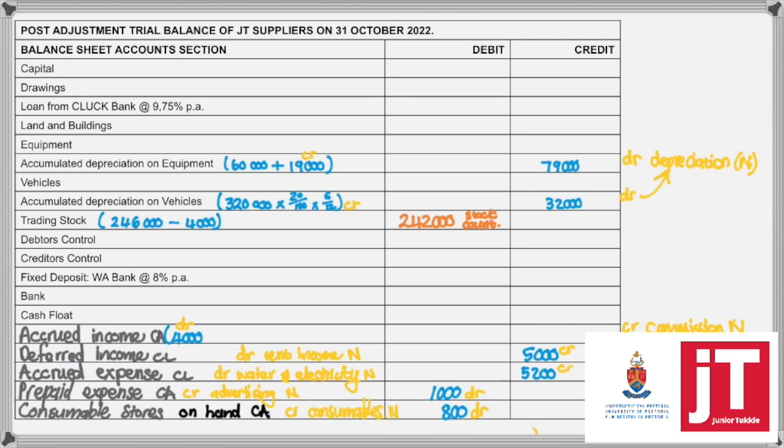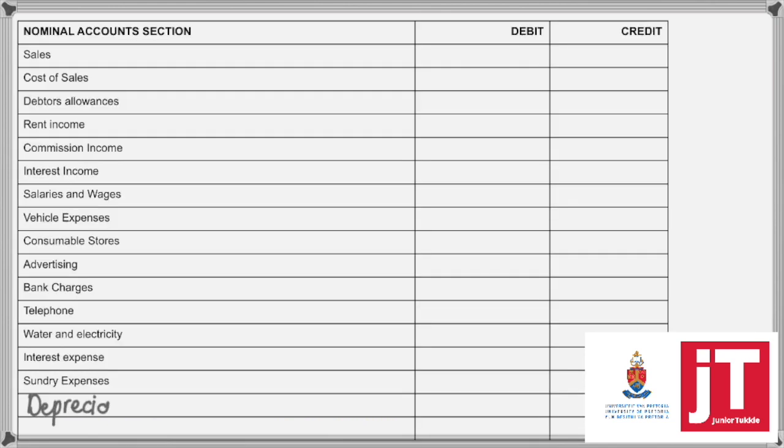Then the second part of the same transaction was consumable stores on hand. Now I put on hand in bold in black because consumable stores on its own is an expense. The moment you add the words on hand, it becomes the asset. On hand means you physically have it in your hand, you can touch it, and you can still use it next year. That's why it's an asset. And then your consumables expense is over, so you must minus it off your consumables. So the credit will go into consumable stores. So this is all the balance sheet section ones. And then we go to the nominal section ones.